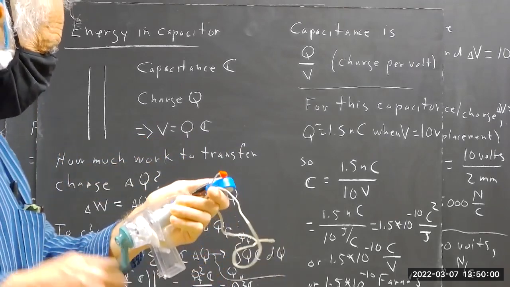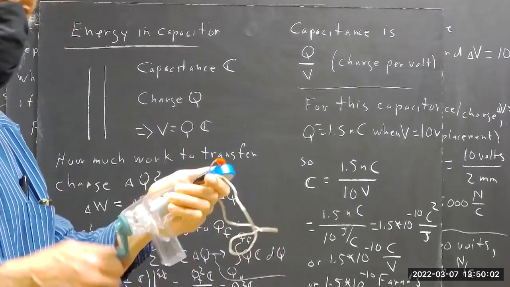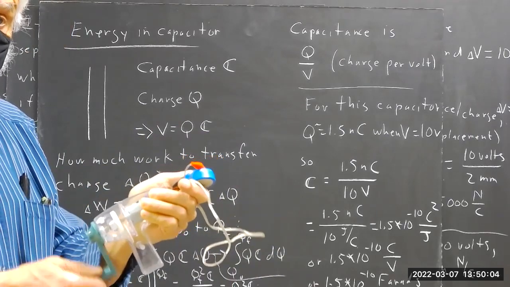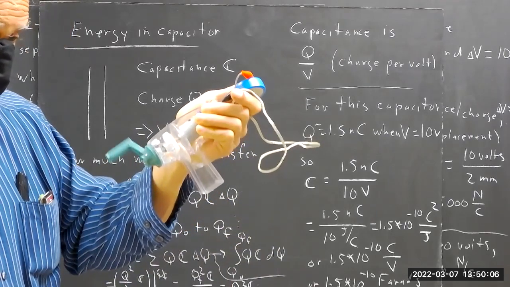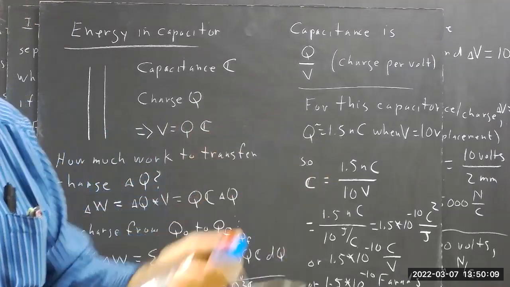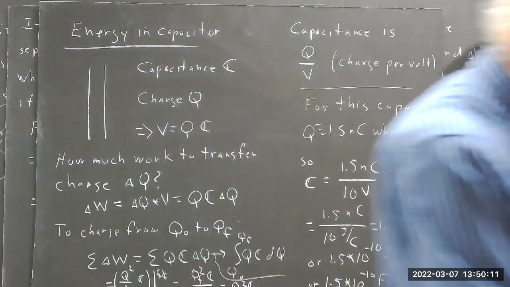And we can calculate Q squared over 2C. Let's figure out the energy in this thing. That energy will come back and run this thing for a while. Okay? And there's friction and so forth.